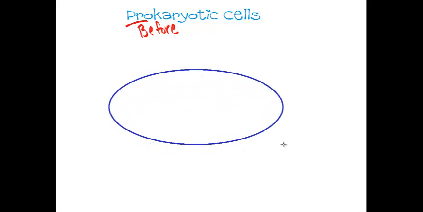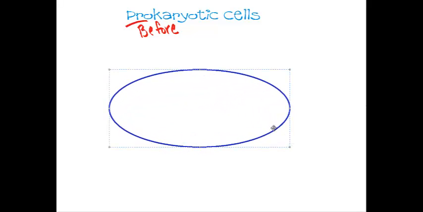Now, if you'll remember, prokaryotic cells, the word pro means before. So your prokaryotic cells are cells before there was a nucleus, or cells that lack a nucleus. And we're going to use just a basic shape here to get these started. And if you'll think back to what structures every cell must have, one of those is your cell membrane. And that's what we have here, a cell membrane.